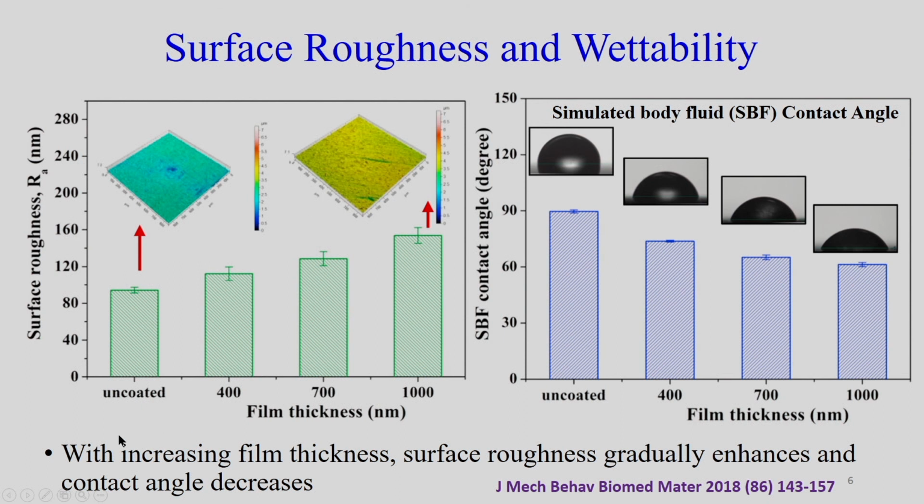So, what it says is with increase in the film thickness, surface roughness is also increasing, and because of the surface roughness as well as the material property, because of the hydroxyapatite there is a decrease in the contact angle, but again with the increase in the roughness, there is a further decrease in the contact angle. So, it says both material chemistry as well as the roughness are playing a role in the surface wettability.